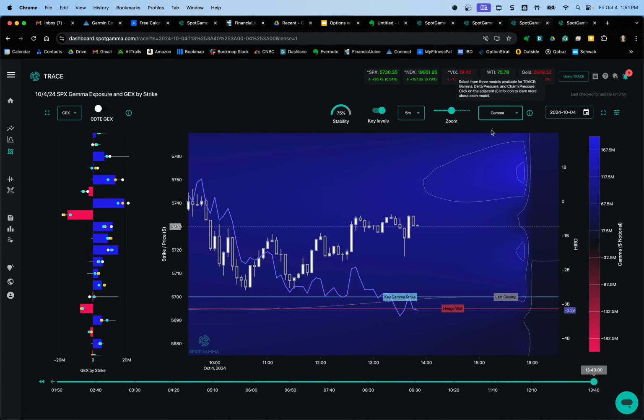And let's take a look at this trace tool from Spotgamma, this newly released trace tool. And I'm looking at gamma, and this blue area, this is local gamma. Blue is positive. So positive gamma notional in this blue zone. So again, SPX right now trading in positive gamma. And in positive gamma, we're looking for more mean reverting price action. Traders selling rips and buying dips in a positive gamma environment.